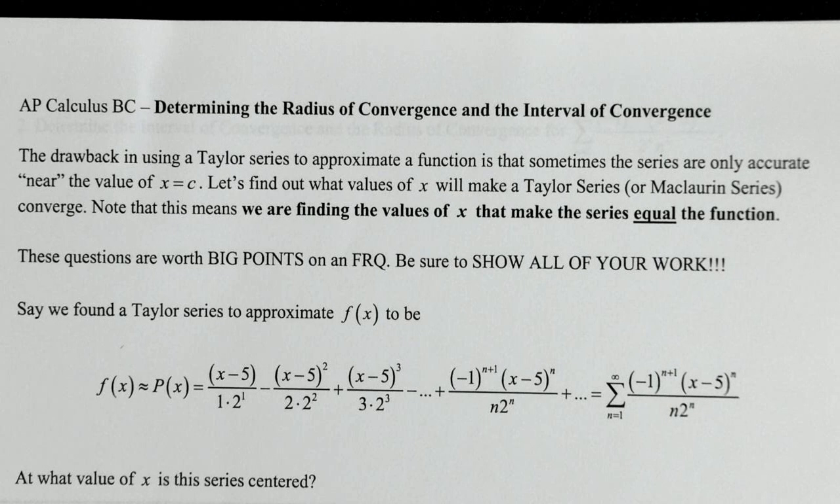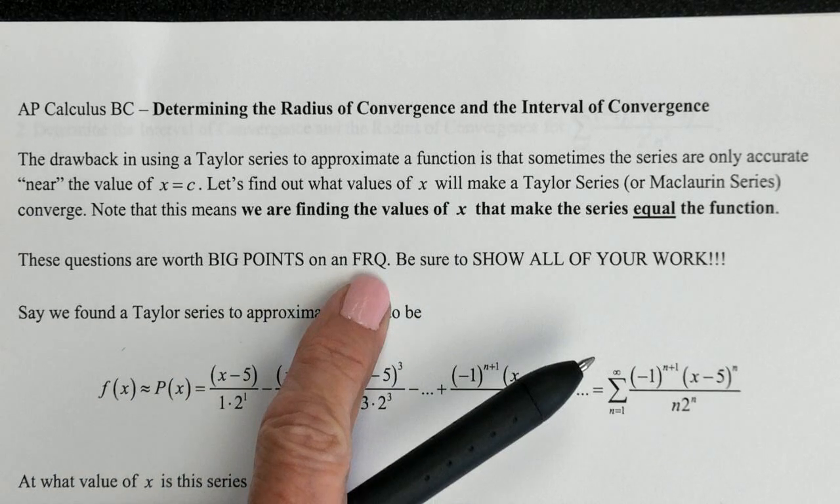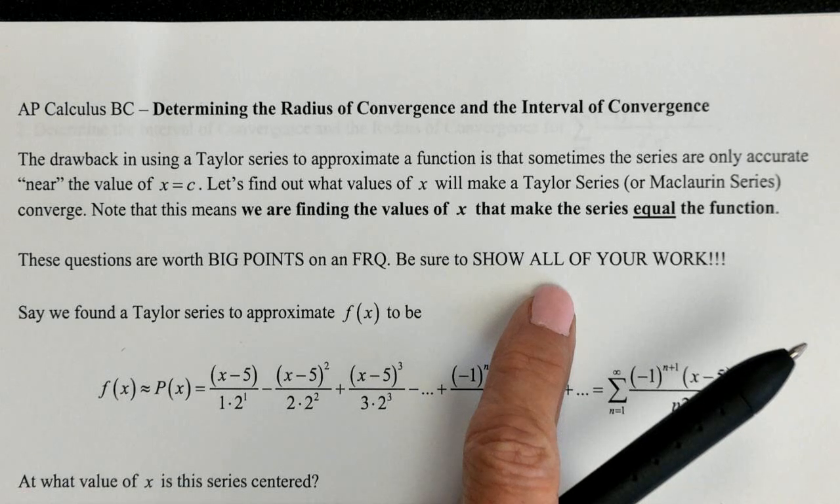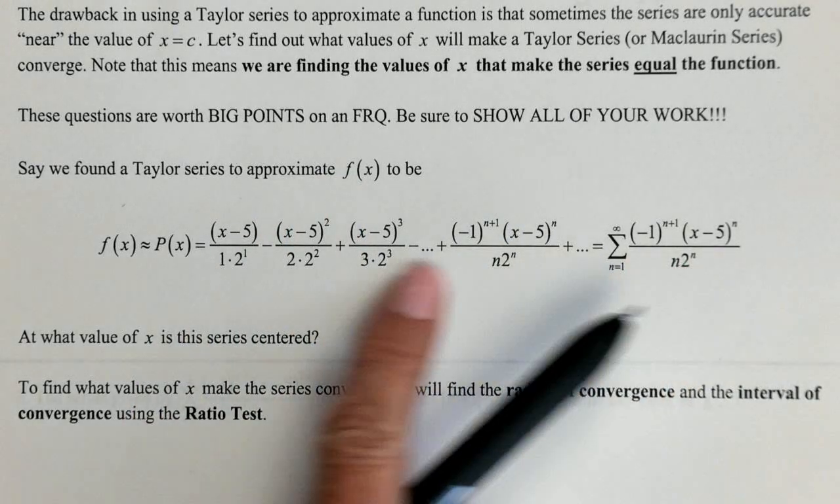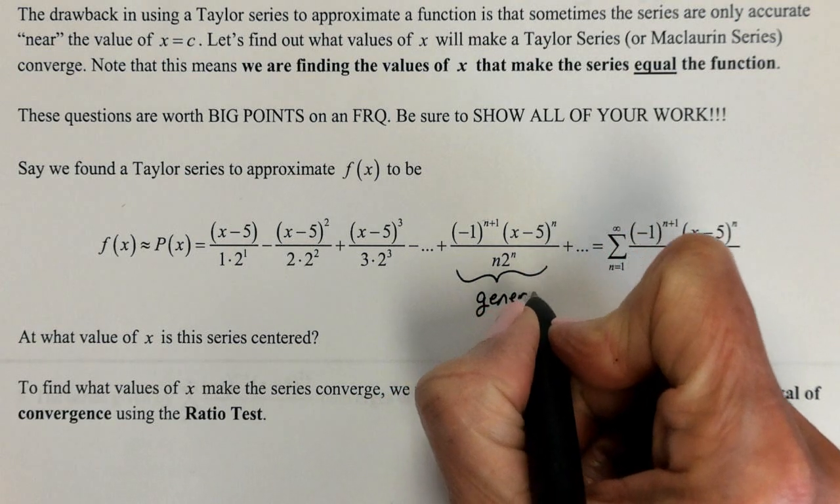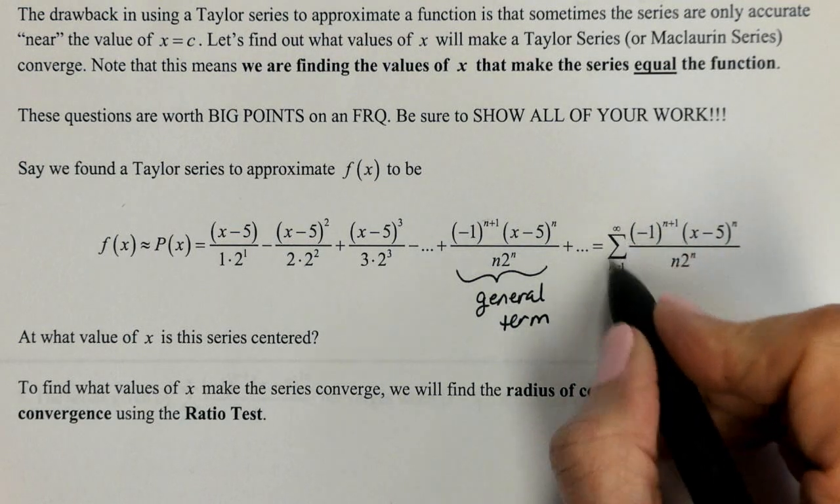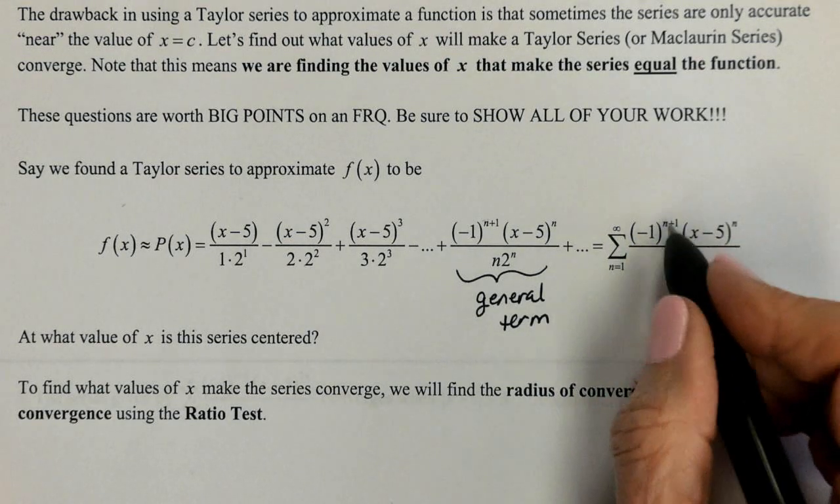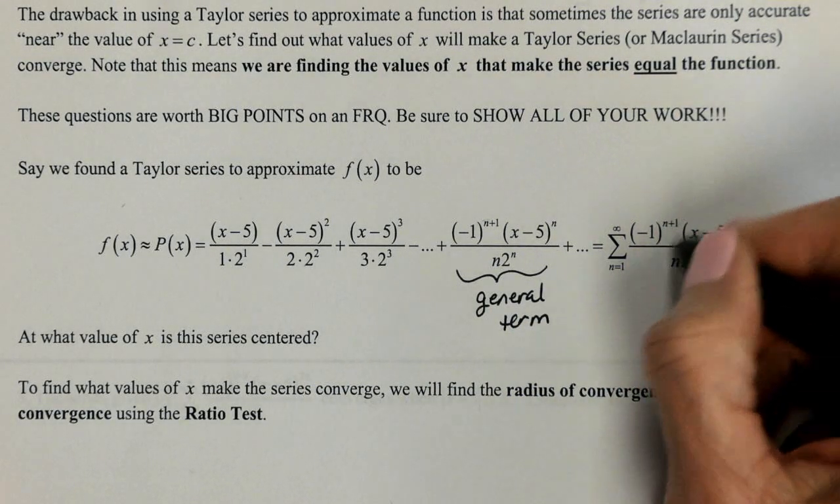Alrighty. So the drawback to using a Taylor series is that we don't know where it works and where it doesn't work. That's why we find the interval of convergence. These are worth big points on an FRQ. So we need to show all of our work. So let's say that we found a Taylor series for F to be this series. This is the general term. And if you wanted to, you could write that general term in a series like this. So if you put it with sigma, it would be this. The sigma, the sum, is everything here. Okay? All right, but that is the general term just as repeated over there.